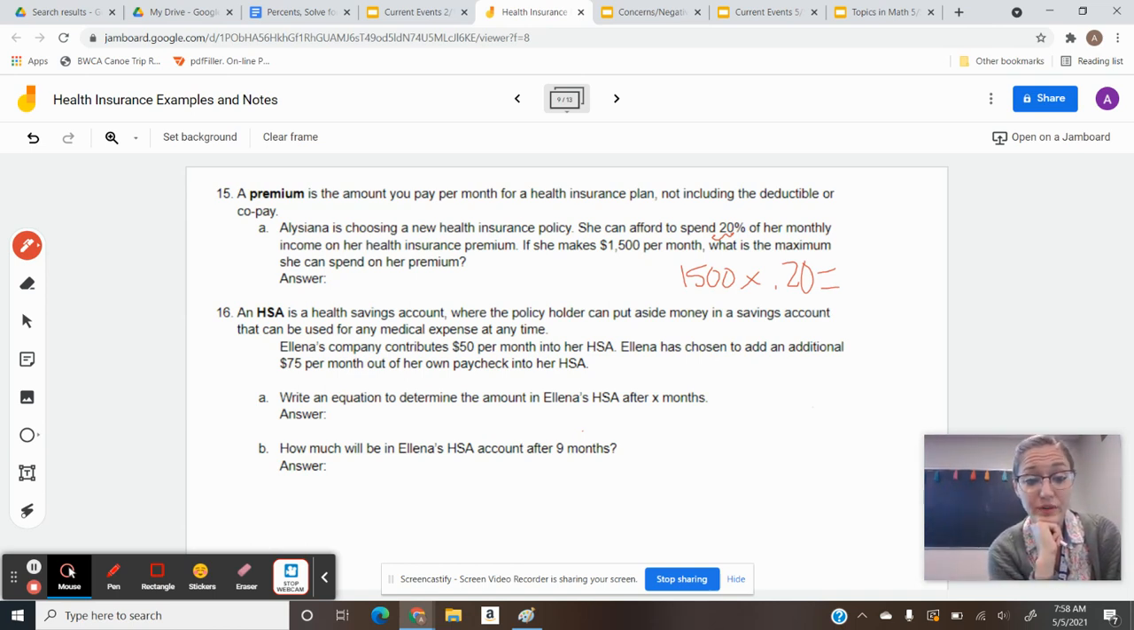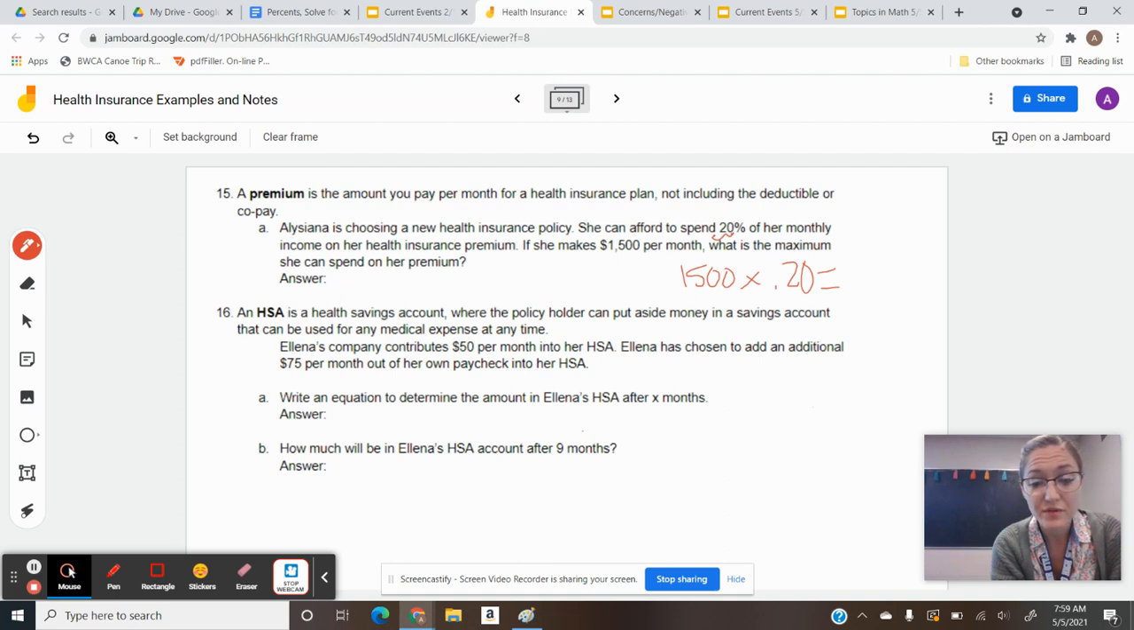All right, last one. An HSA is a health savings account where the policyholder can set aside money in a savings account that can be used for any medical expense at any time. You'd really use an HSA for something that might not be covered by your insurance plan. So for example, your insurance plan will cover your eye appointment, but it won't cover the cost of buying glasses. So you might use your HSA to buy those glasses. Sometimes your company puts into your HSA, but that's not super common.